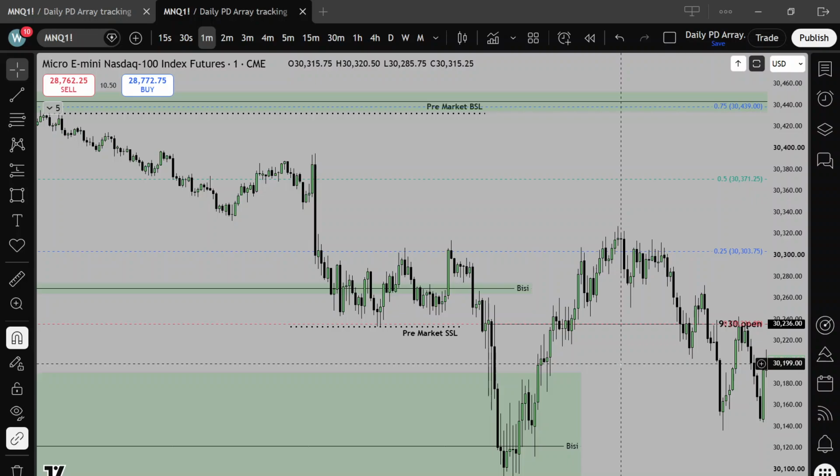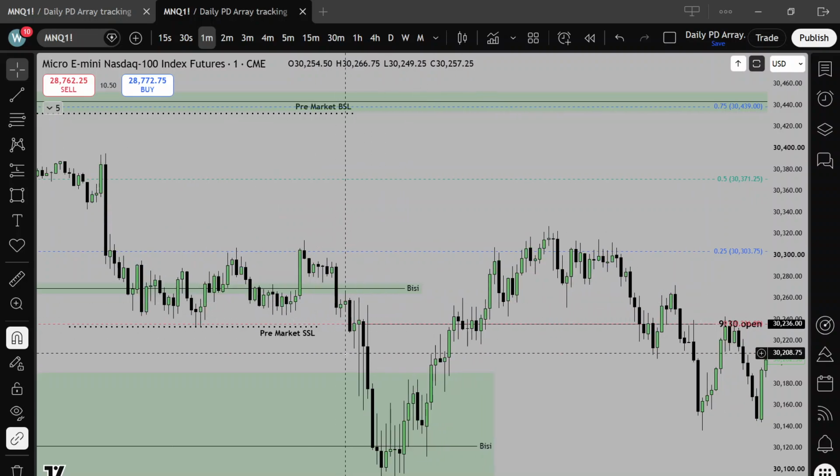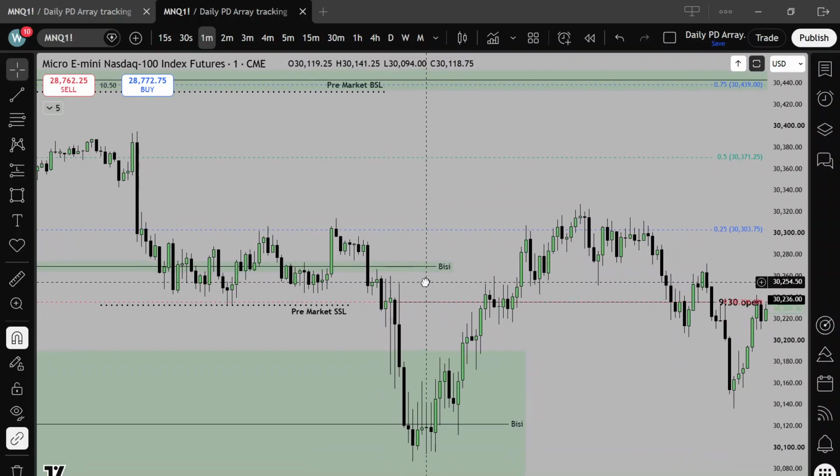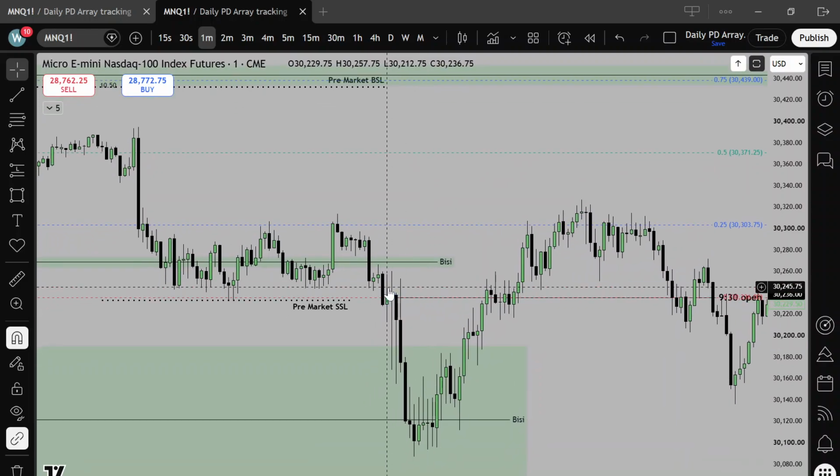So our 9:30 open is this price right here, and I'll just leave it the way it is. That's also the low of our opening range gap. So 9:30 opens right here, at that price right there, the low of this candle where that candle opens.